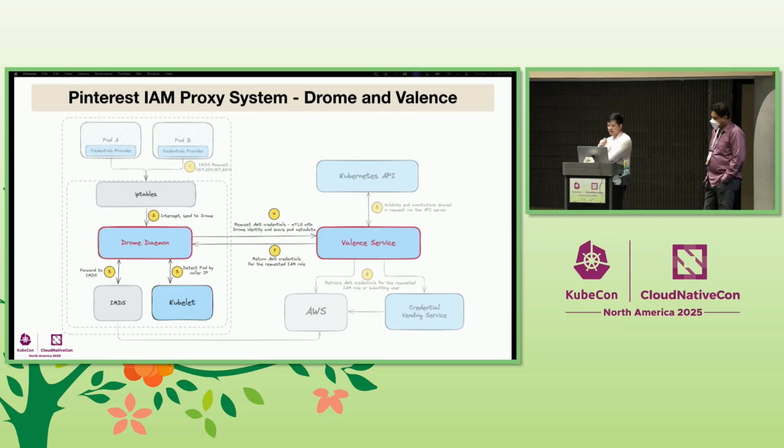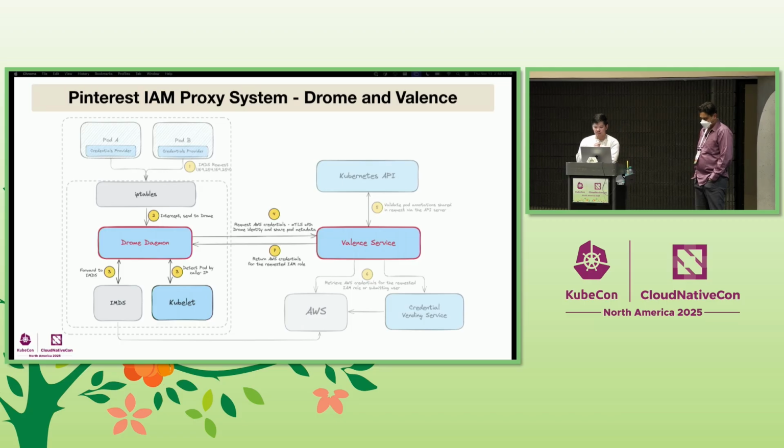Valance here on the right-hand side is a centralized security service which authenticates with Drome and fetches credentials from either AWS or our internal credential vending service, which we will also get back to shortly. Valance maintains a cache of running pods on all EKS clusters. So when a request from Drome comes in, Valance validates the originating pod's metadata with either its cache or the Kubernetes control plane. Valance will then reach out to AWS or our internal credential vending service, again, which we will get back to shortly, before returning the response back through the chain.